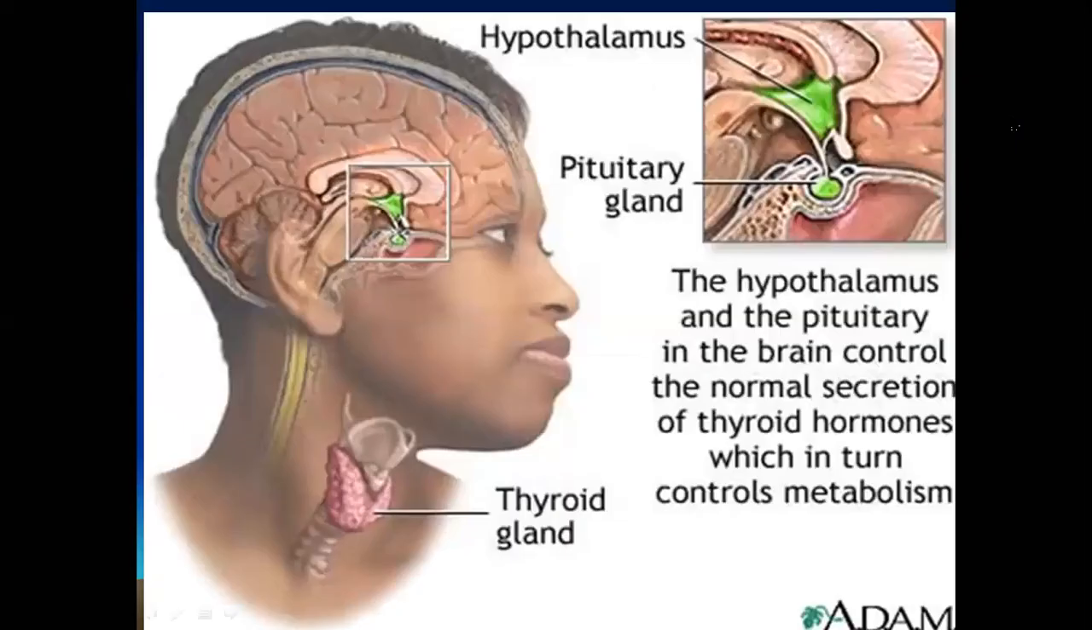Now this slide shows the hypothalamus, pituitary, and thyroid gland. These are under control. The thyroid gland is under control of the pituitary, and the pituitary is under control of the hypothalamus. The hypothalamus produces thyrotropin-releasing hormone, and it acts on the pituitary to release TSH, thyroid-stimulating hormone, and this acts on the thyroid gland and produces the thyroid hormones.